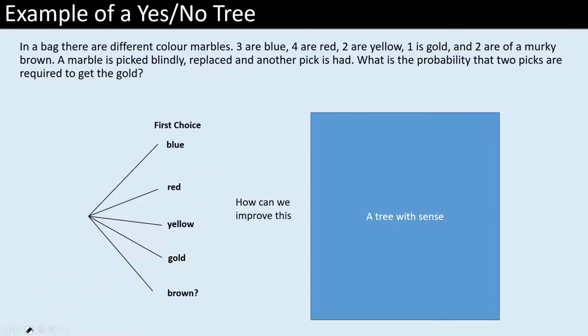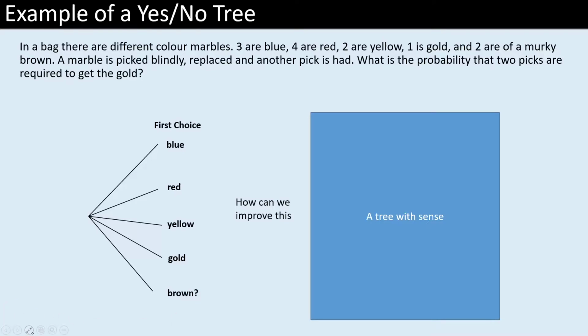Okay, so instead we want to improve this. We want to think, how can we improve this? And the key is us thinking about yes or no. What do we actually want? We want the probability that 2 picks are required to get the gold. The gold one in this case is our success. That's our yes. The no is everything else.